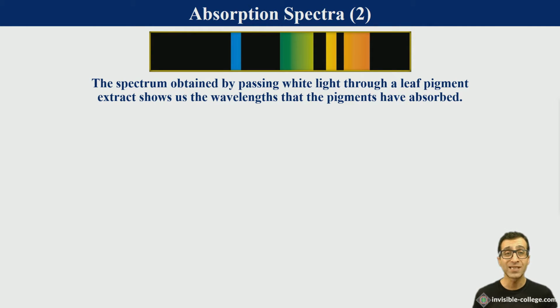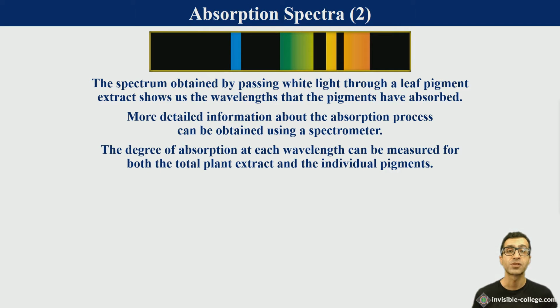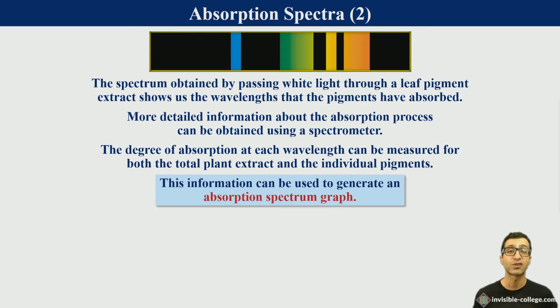Now we can get more detailed information about the absorption process by using a device called a spectrometer. The degree of absorption at each of these wavelengths can be measured for either the total plant extract or, if we choose to separate the pigments that make up that extract, for the individual pigments. This information can be used to generate what we call an absorption spectrum graph.